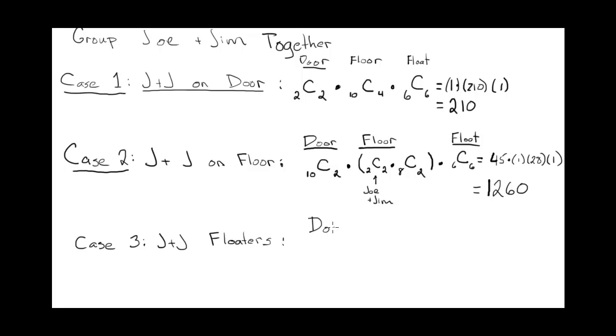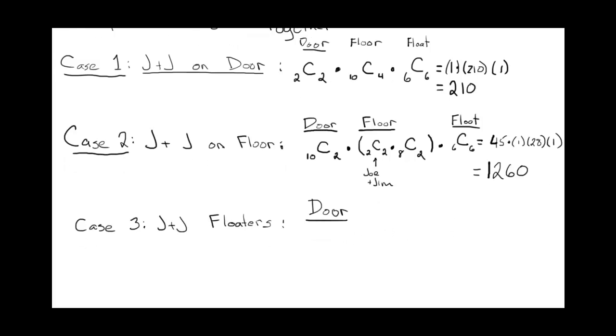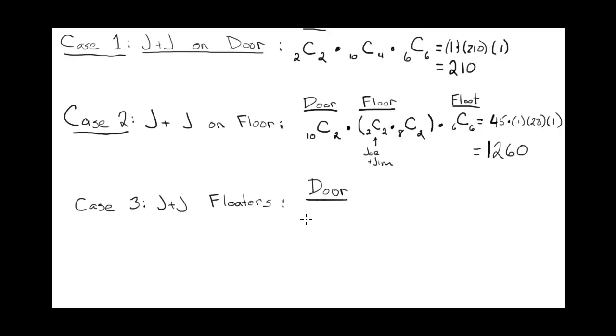So Joe and Jim floaters. So they can be on the door, or sorry, we'll assign the door first. So people on the door, well, it's the same as this, right? It could be any of the 10 people who are not Joe and Jim, and we're choosing 2 of them, times on the floor. How many people do we have to put on the floor? Well, we've got 8 people now because we can't assign Joe and Jim, and we can't assign these 2 people, and we need to choose 4.